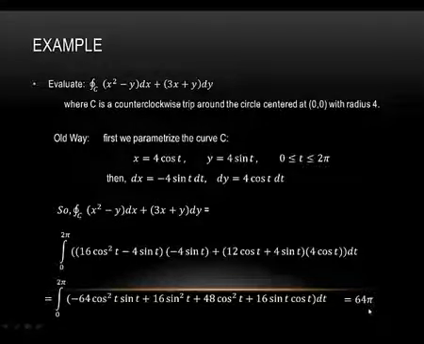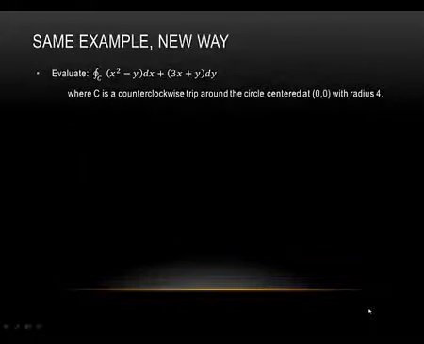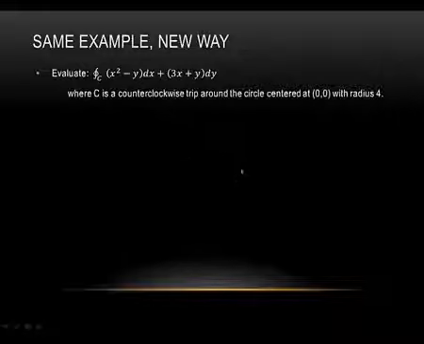But the main focus of this video is to do this another way. The other way is to apply Green's theorem. C meets the criteria for Green's theorem. A counterclockwise trip around the circle means we're positively oriented, and it's definitely a simple closed curve.